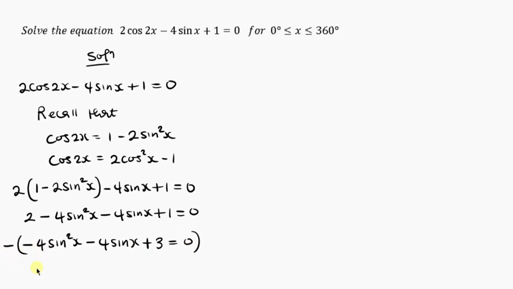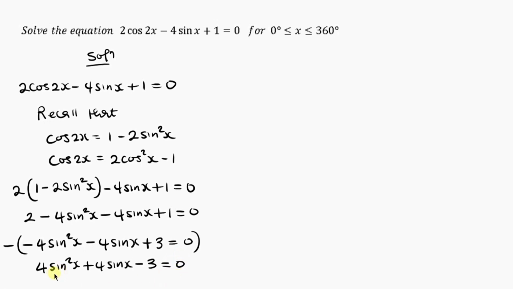So minus times minus gives you what? Plus 4 sine square s. Minus times minus gives you plus 4 sine s. Now, minus times plus gives you minus 3 equal to 0. So that's what we have. Are you seeing that? So everything is now looking good.